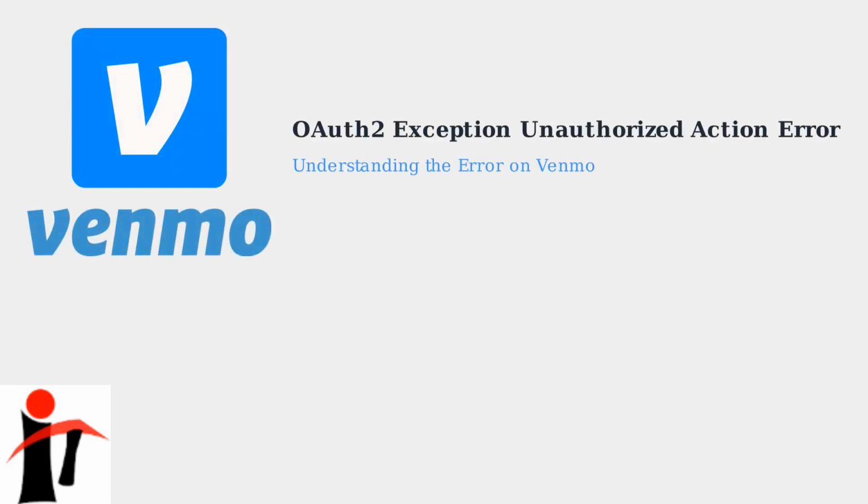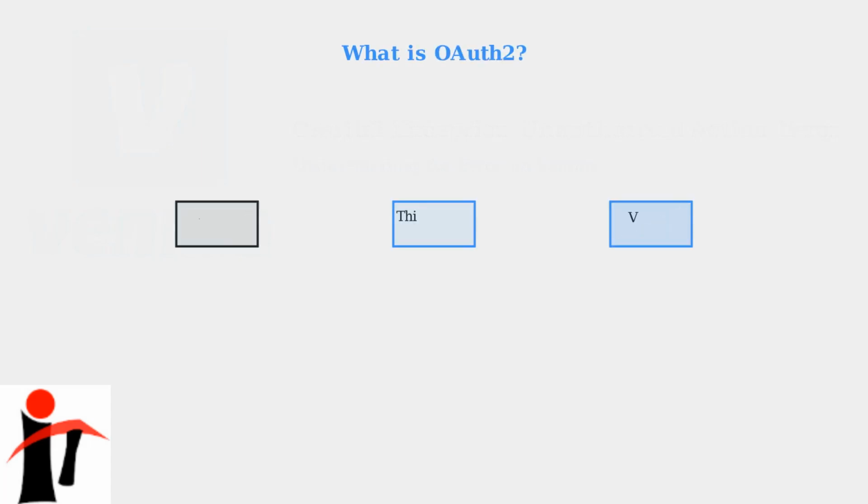The OAuth2 Exception Unauthorized Action error on Venmo has become increasingly common as the platform has strengthened its security measures. This error occurs when third-party applications are denied access to your Venmo account due to authorization failures. OAuth2 is an authorization framework that allows third-party applications to access your Venmo account without exposing your password.